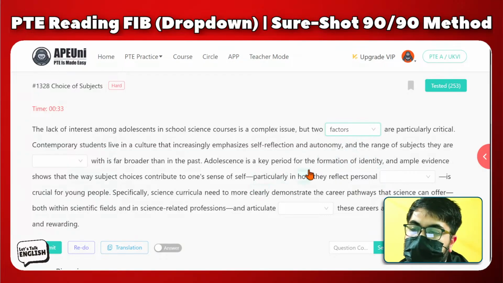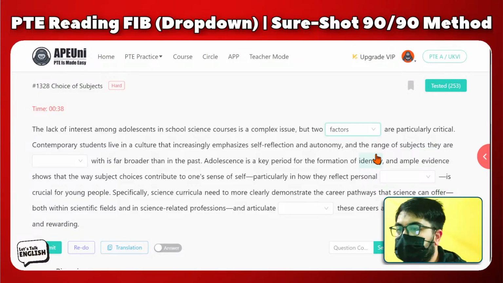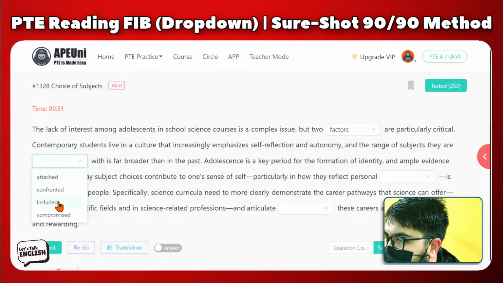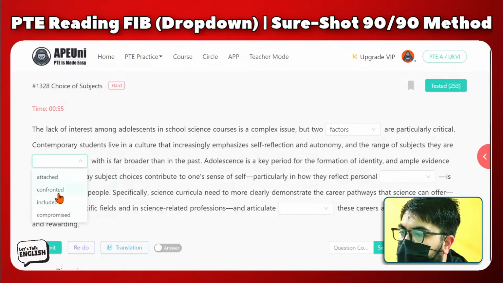Contemporary students, contemporary means modern students, live in a culture that increasingly emphasizes self-reflection and autonomy. Self-reflection and autonomy is something that a lot of thinkers have done. Aristotle, Plato, Socrates. And the range of subjects they engage with, deal with, study with, is far broader than in the past. They are range of subjects, they are attached, no, confronted could be. Confronted means to come across, included, compromised, yeah.